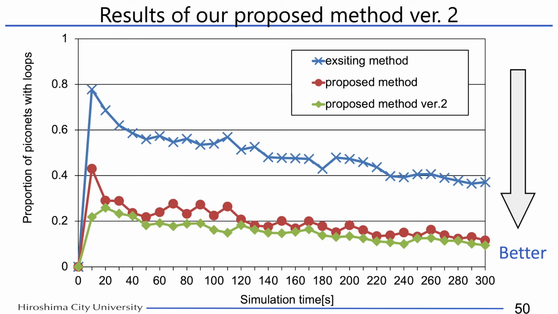Next, we confirmed whether the proportion of piconets with loops could be reduced by increasing the number of PDAs in the advertising packet up to 4. This method is called our proposed method version 2 and is indicated by the green line in this graph. As a result, our proposed method version 2 was able to reduce the proportion of piconets with loops more than our proposed method.